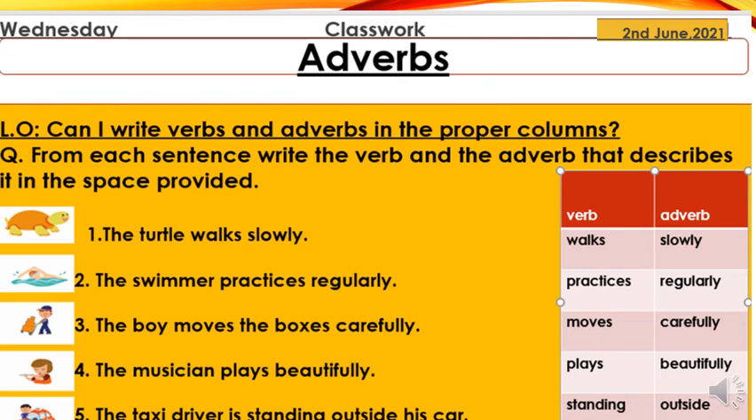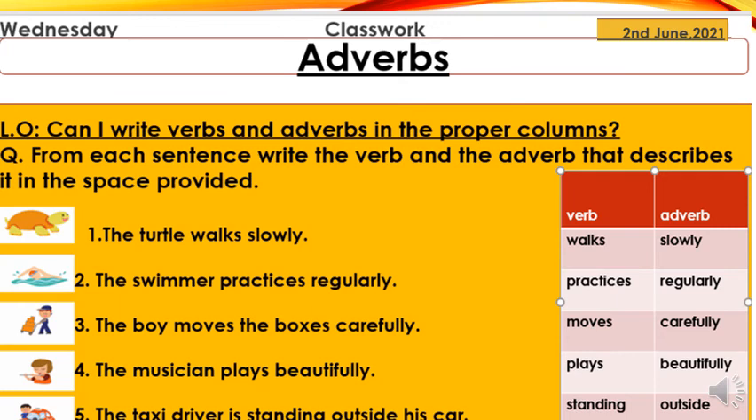I'm sure my students have done their work by now. So let's check your answers. Come to number 1 sentence. The turtle walks slowly. We all know this thing that a turtle walks very, very slowly. So what is the action word in this sentence? Yes, the verb or action word is walks. And which is the word or adverb that describes it? Yes, the adverb that describes the verb walks is slowly. So slowly is the adverb.